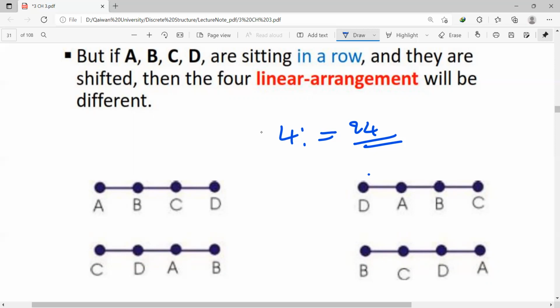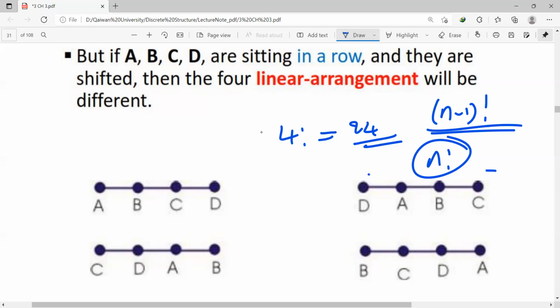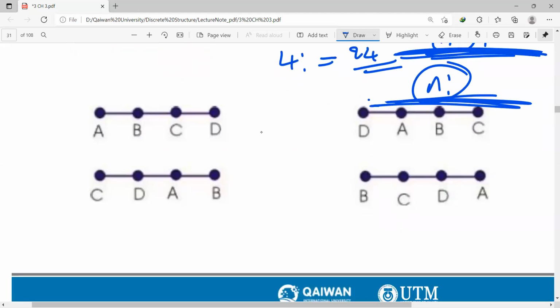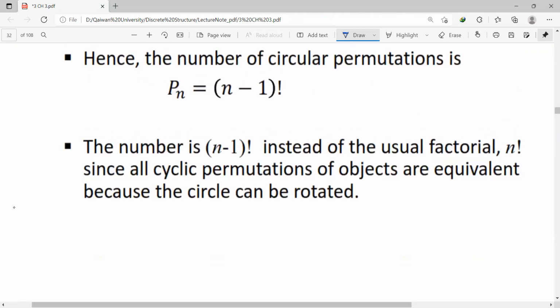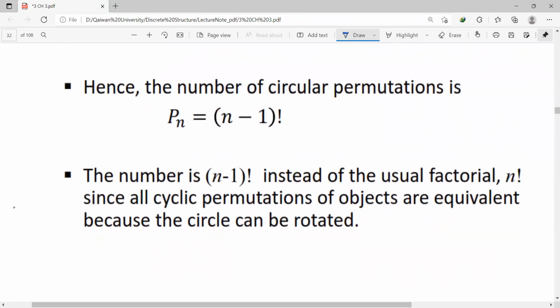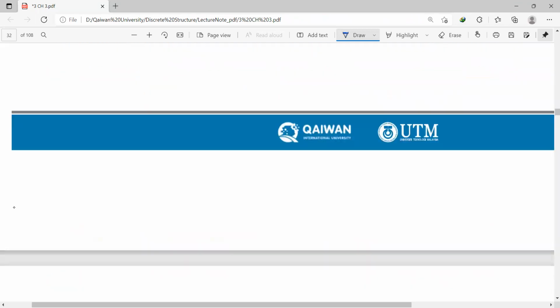For circular arrangements, it's n minus 1 factorial. But for linear or line arrangements, it's n factorial. We have 4 people. For the line, we have 4 factorial. But here, we get 3 factorial, which is 4 minus 1.